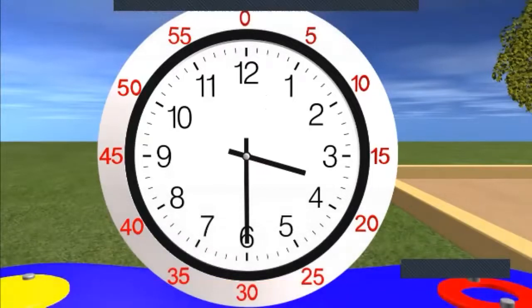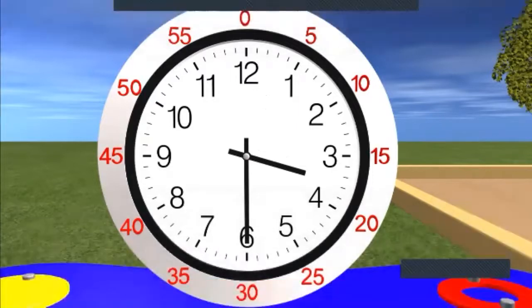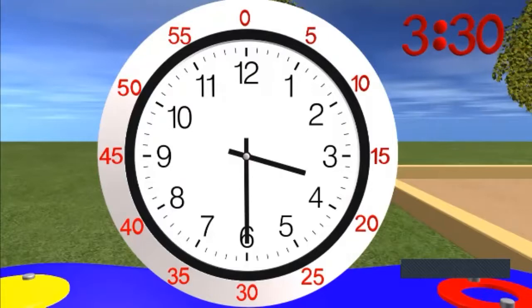Remember, we first look at the small hand for the hour. It is halfway between the 3 and the 4, so with just the hour hand, we know it is 3 o'clock. Now we look at the minute hand. It is pointing to the 6. Does that mean it is 3 and 6 minutes? No, you are right. We have to count by 5s to get the minutes. Let's count. 5, 10, 15, 20, 25, 30. 30 minutes. So the time is 3:30. Because the hour is 3, and after counting by 5s, we see that the minute hand is pointing to 30 minutes. Let's do one last one.